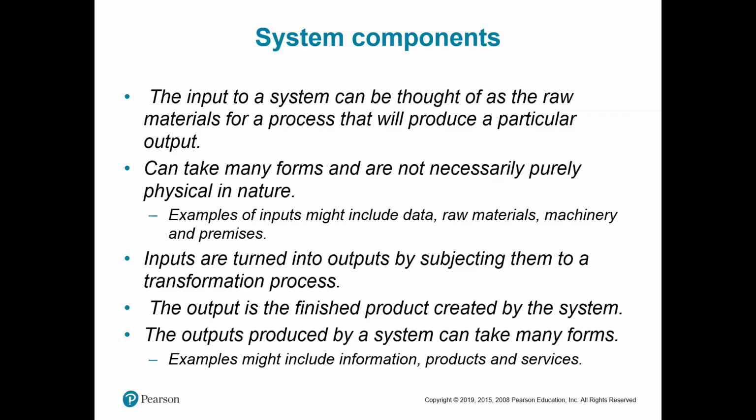So the input to a system can be thought of as the raw materials or the data for processing that will produce a particular output. So when we talk about input, basically they are the raw materials or the data. Say the data is raw facts that have no meaning and it has to be inputted into the system, needs to be processed to become an output. So that is one component of a system: the input.